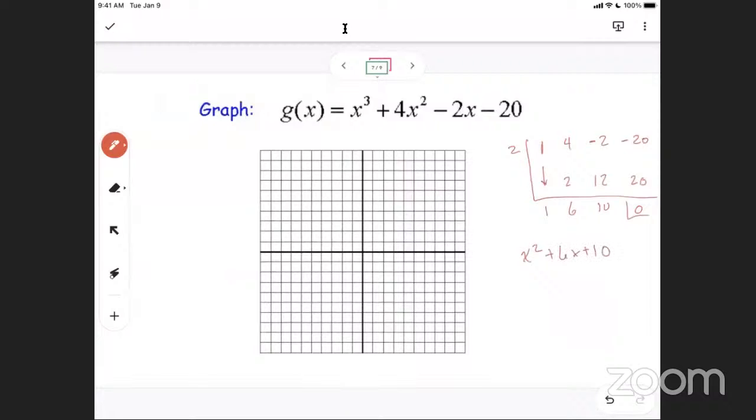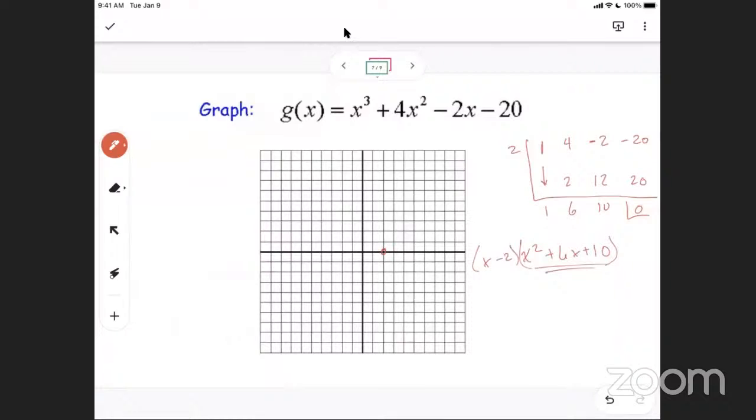So does that factor some more? 5 and 2, that doesn't factor anymore, does it? No. I don't see that factoring anymore. So this is what that is. It's x minus 2 times x squared plus 6x plus 10. So to graph that, well, you could find zeros by using the quadratic formula here, perhaps. And at least you would know if it has positive or negative zeros, right?